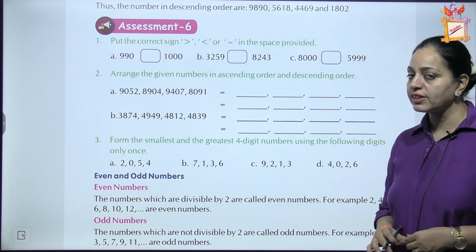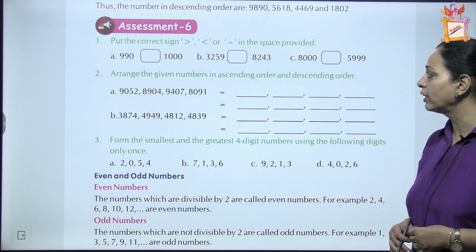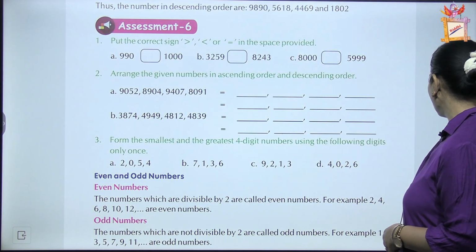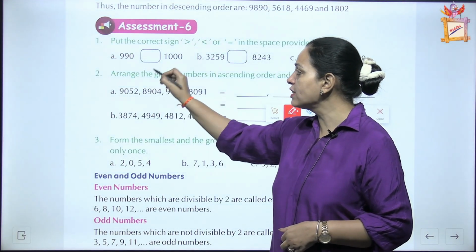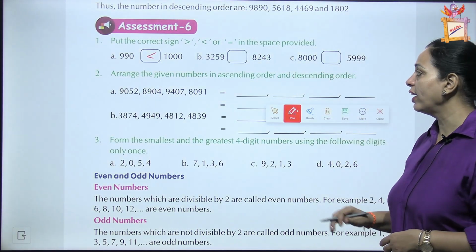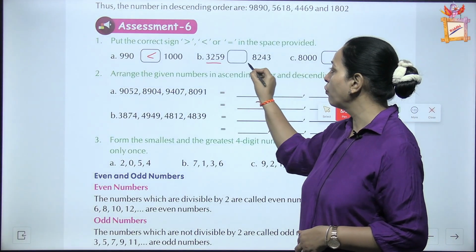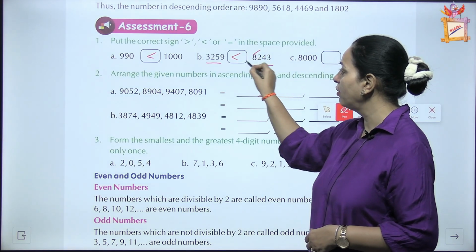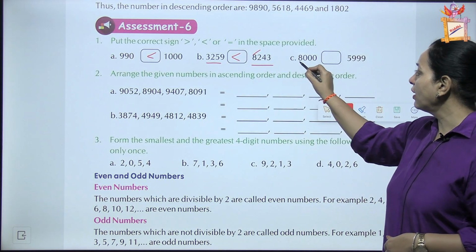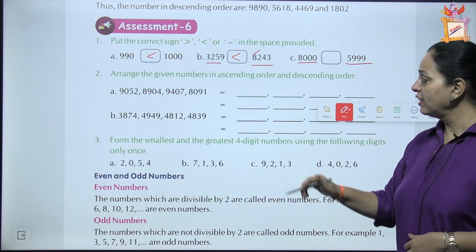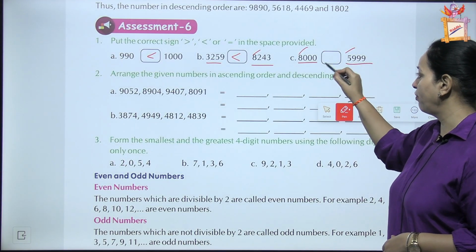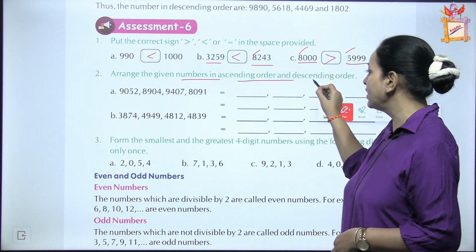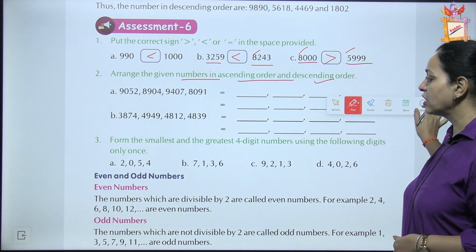The first one, put the correct sign greater than, less than or equal to in the space provided. A part, see the number 990 and 1000. So this is 3-digit number, this is 4-digit number. So this is always greater. अब B part देखते हैं, both are 4-digit numbers. So see the 1000 digit, this is 3, this is 8. So this is greater. Okay, similarly C part 8599. See the 1000 digit, 8 is greater than 5. So this is greater. Similarly, second question, arrange the given numbers in ascending and descending order. So you can try this one on your own.